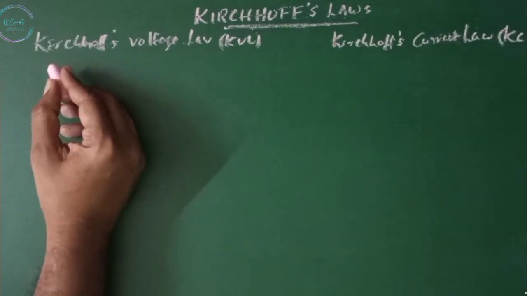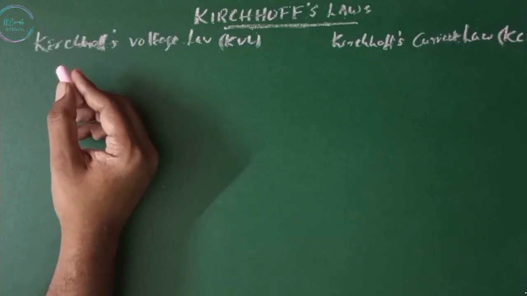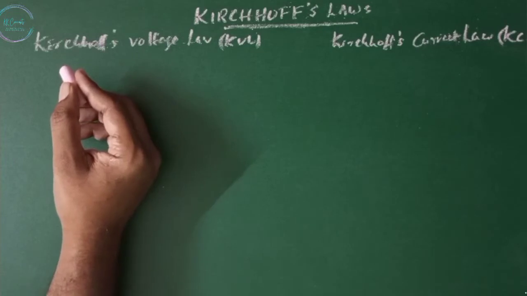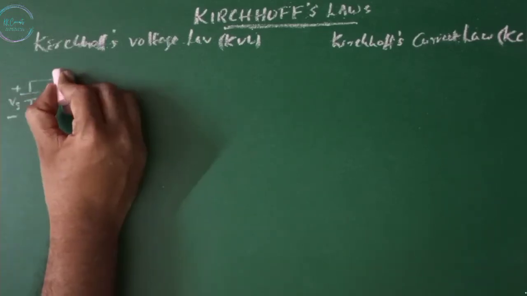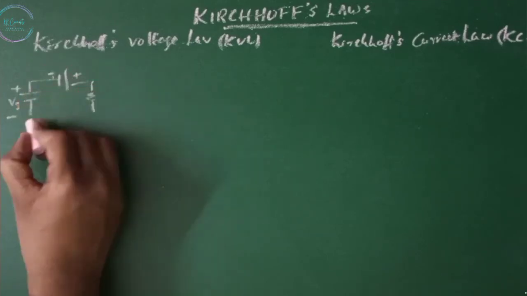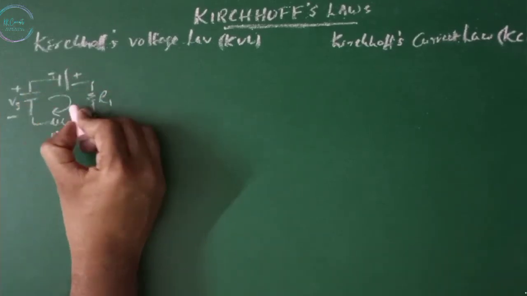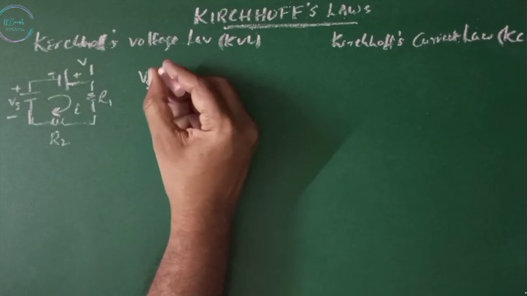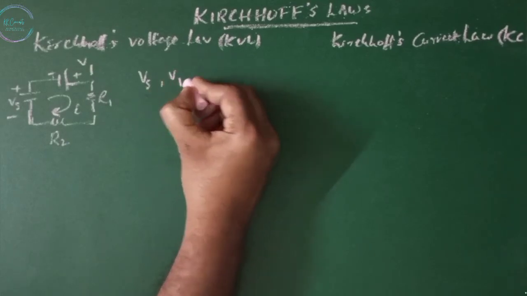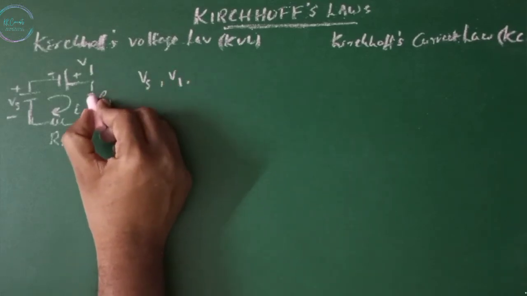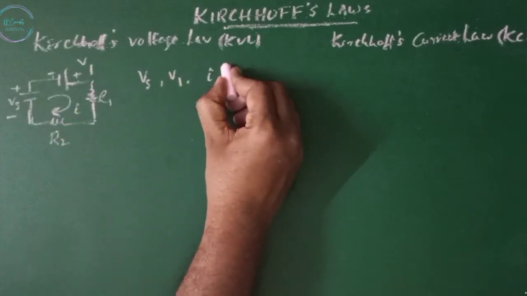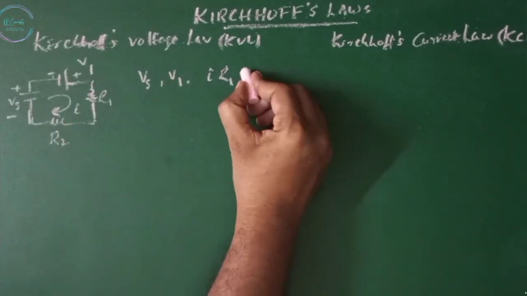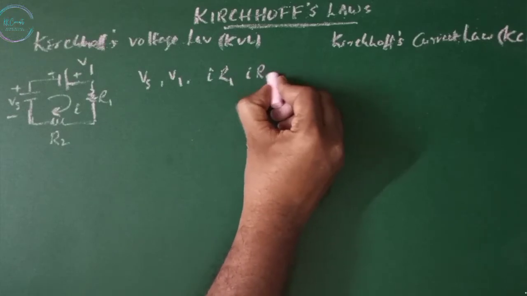KVL states that the algebraic sum of all the branch voltages in a closed path in a circuit is always zero at all instants of time. Considering a circuit, we have Vs voltage and V1 is the voltage, and the voltage drop across the resistance R1 is given by I R1, and the voltage drop across R2 is given by I R2.